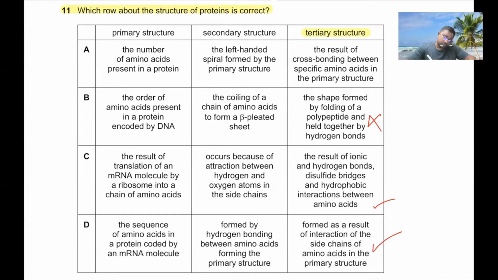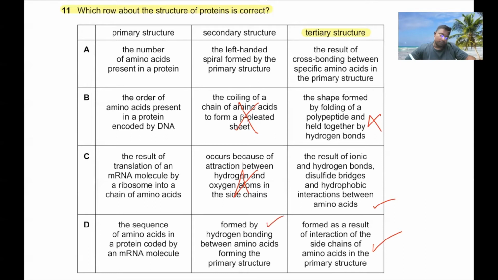All right. Secondary structure, left hand spiral formed by primary structure. The coiling of a chain of amino acids to form beta-pleated sheet. All right, coiling doesn't form beta-pleated sheet. Occurs because of attraction between hydrogen and oxygen atoms in the side chains. No, side chains must be cancelled. All right, formed by hydrogen bonding between amino acids forming the primary structure. Hydrogen bonding between the amino acids forming the primary structure.